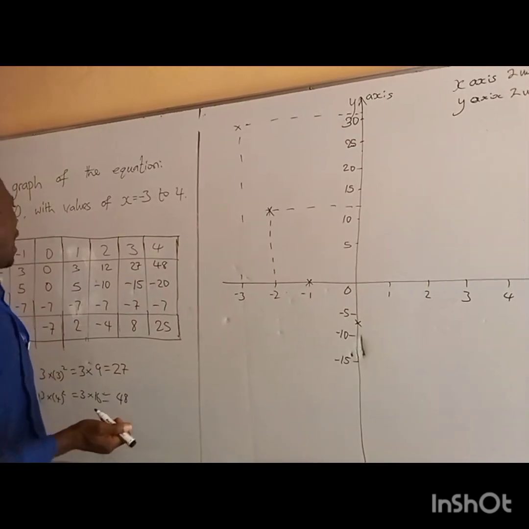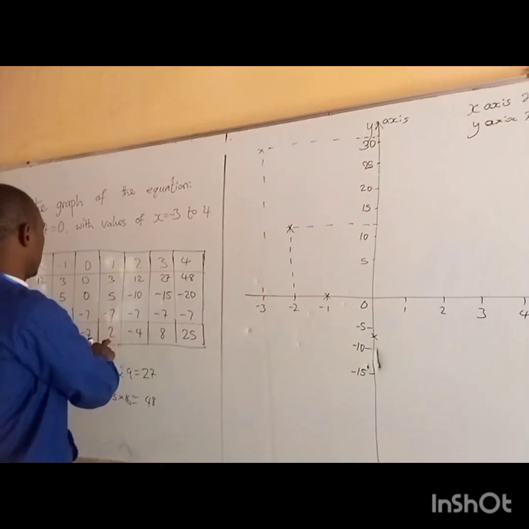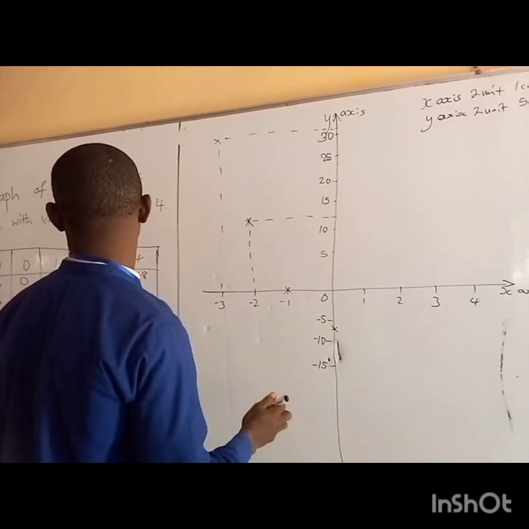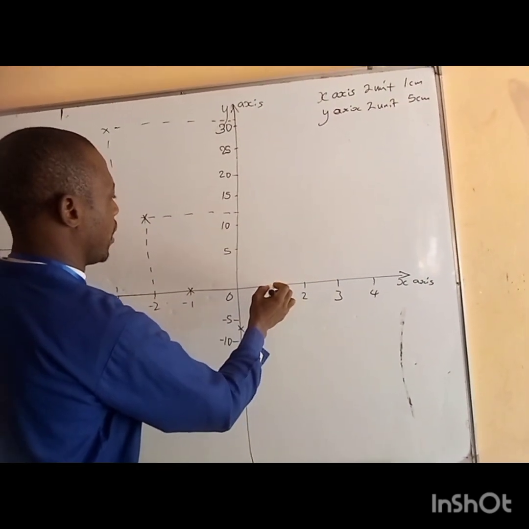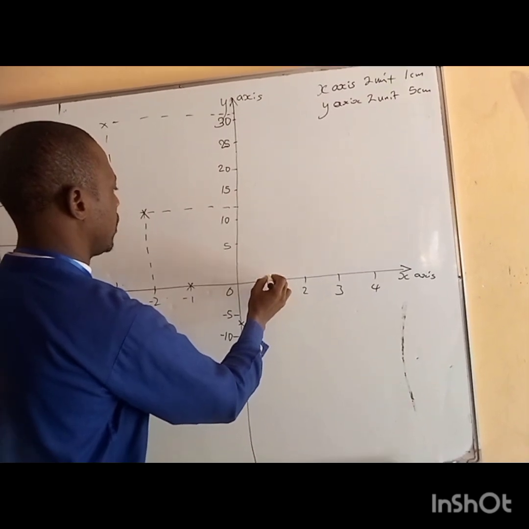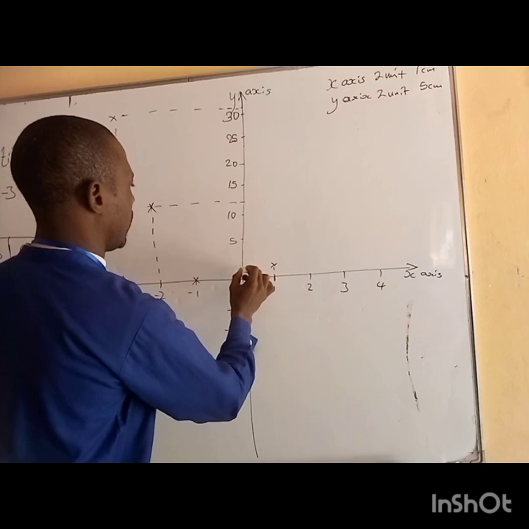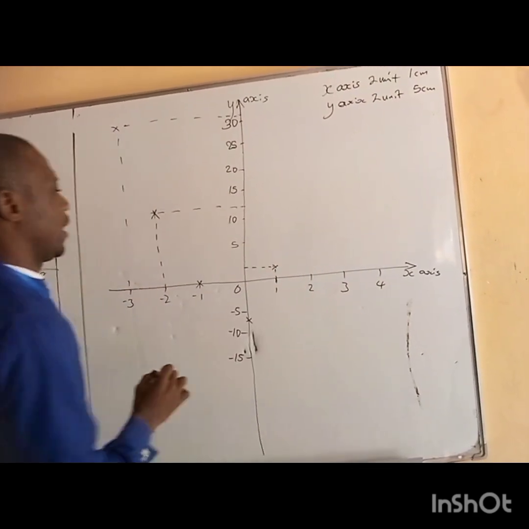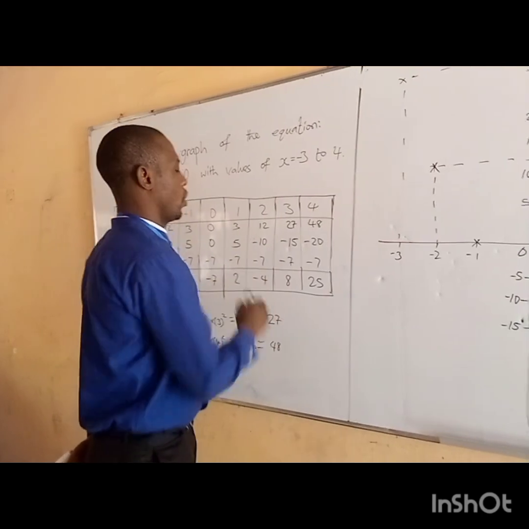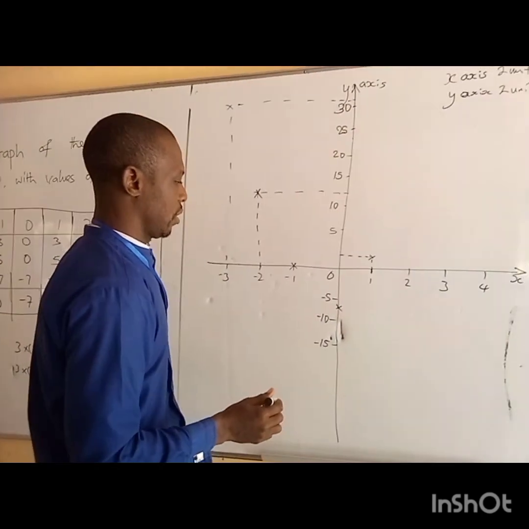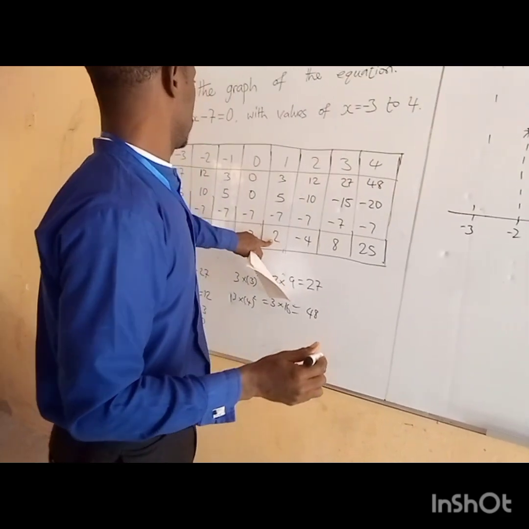And then when x is 1, y is 2. So 2 is somewhere up here. When x is 1, 2 is around here. And then when x is 2, y is minus 4.